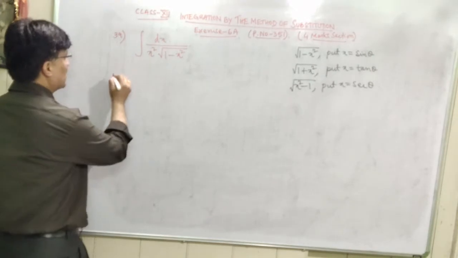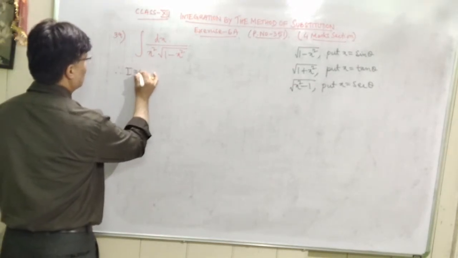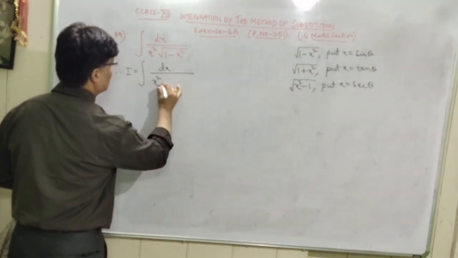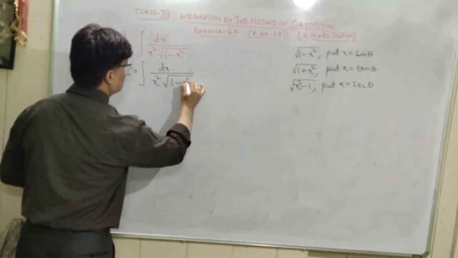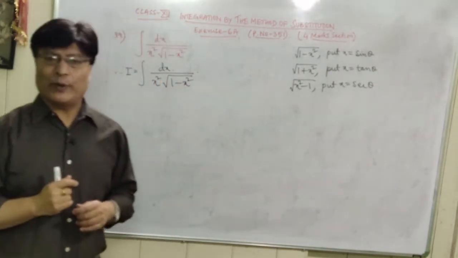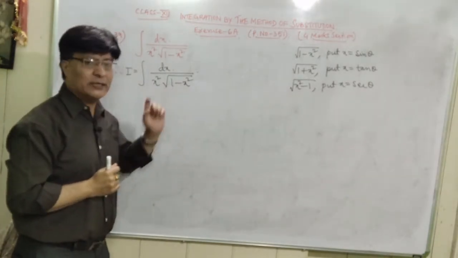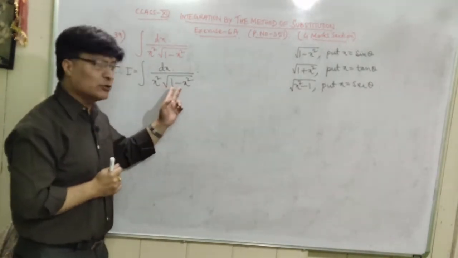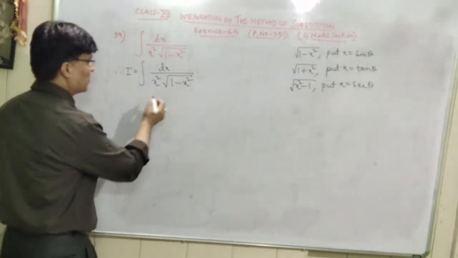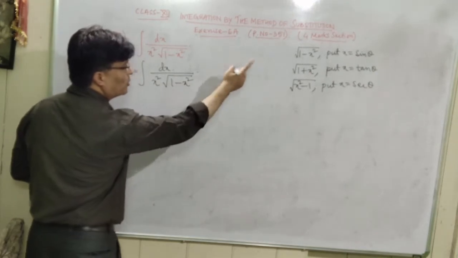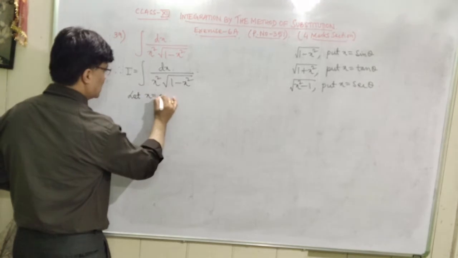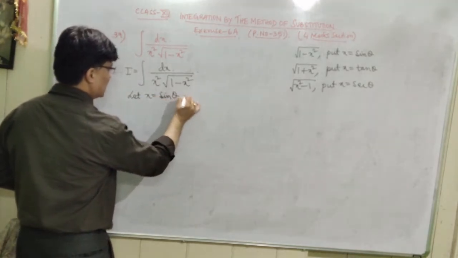Okay, so let us write here, therefore I is equal to integral sign dx divided by x square root over 1 minus x square. Now you have to remove the square root. Within the square root there is 1 minus x square, so here you have to do the trigonometric substitution. So you put x is equal to sine theta here. Since it is root under 1 minus x square, we put x is equal to sine theta. So let x is equal to sine theta.